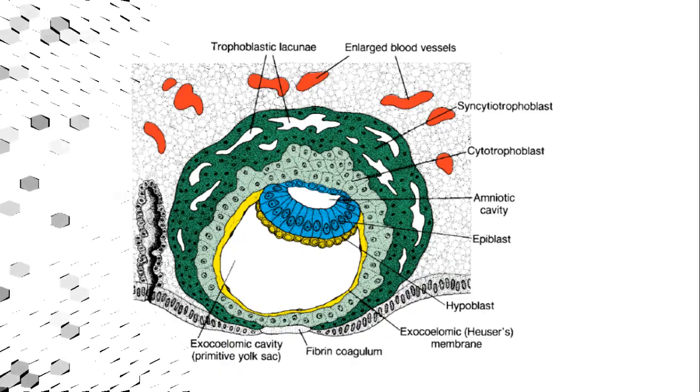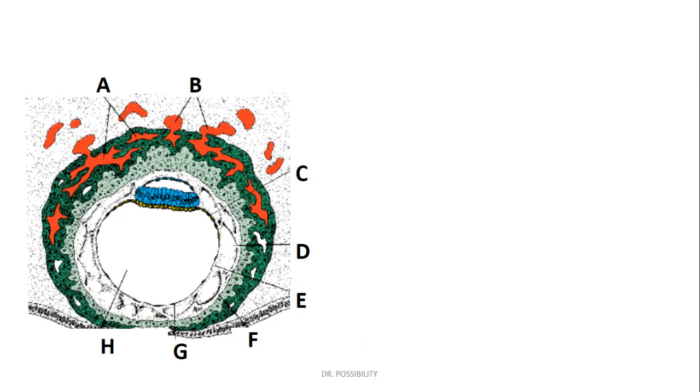So let's quickly move on and look at the next diagram. In this diagram, we have been asked to label. Just like in the previous slide, you need to understand that this is the trophoblastic lacuna. Okay, this is just the trophoblastic lacuna.